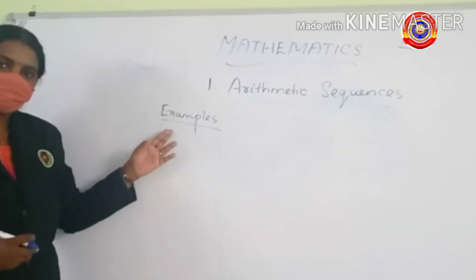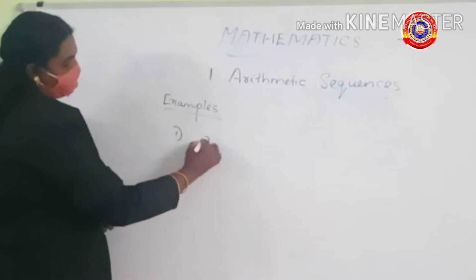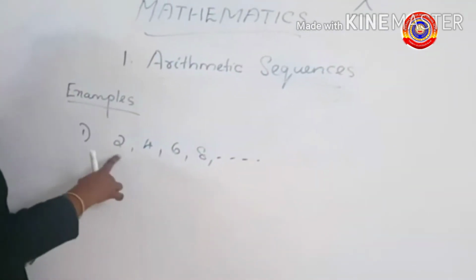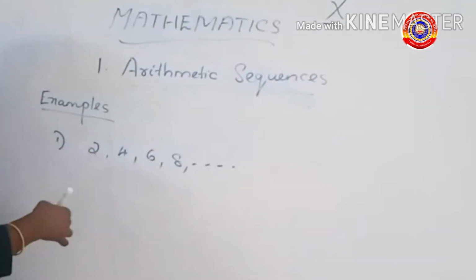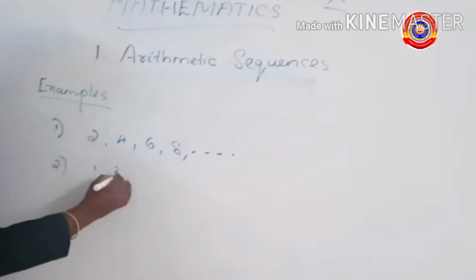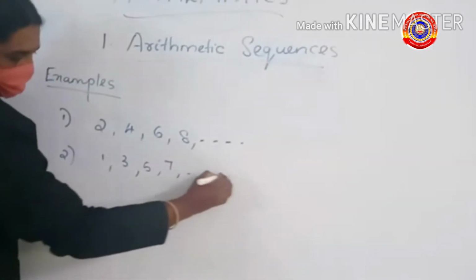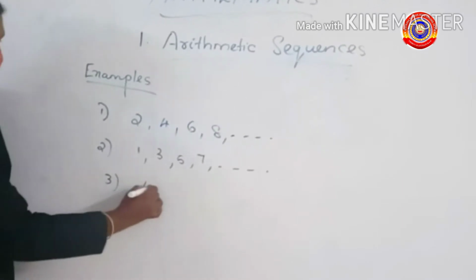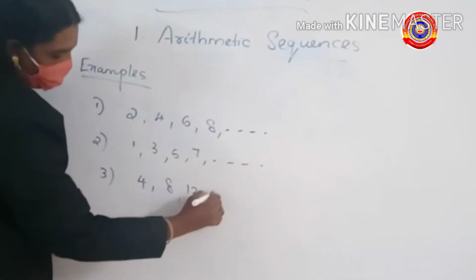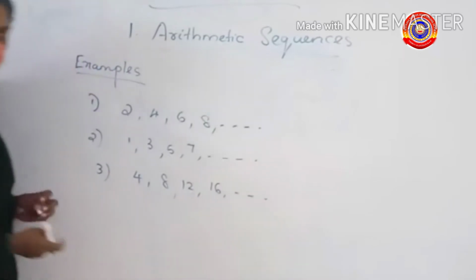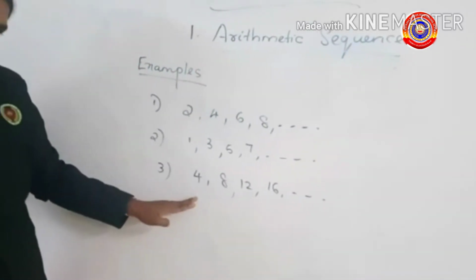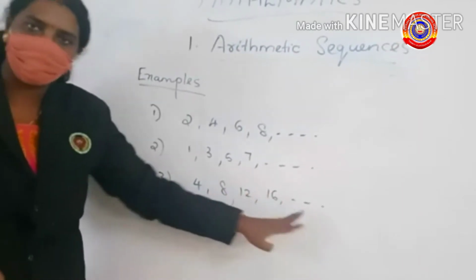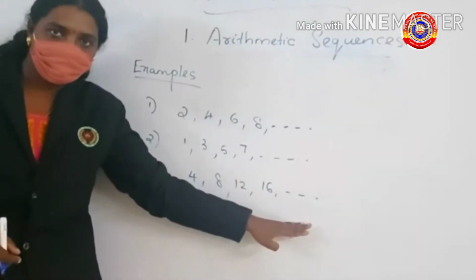Let's see some examples. Set of even numbers 2, 4, 6, 8. Here 2 is added repeatedly. Next, set of odd numbers 1, 3, 5, 7. Here 2 is added repeatedly. Third one 4, 8, 12, 16, etc. Here 4 is added again and again to get the sequence. Is it clear for you?